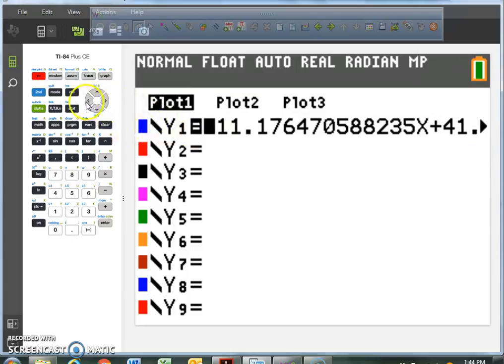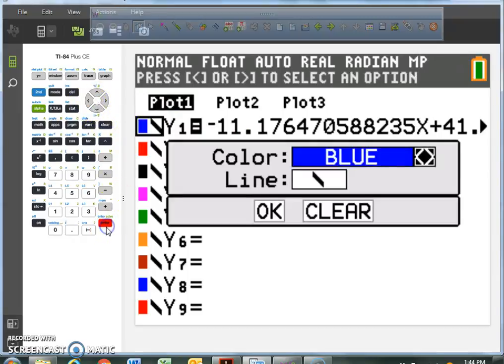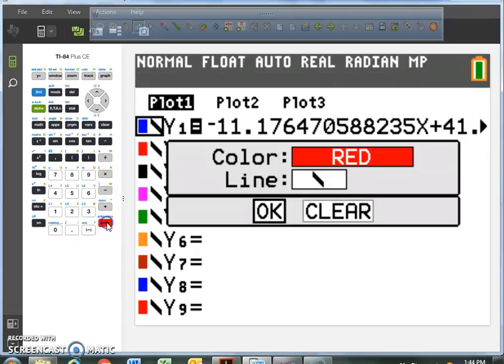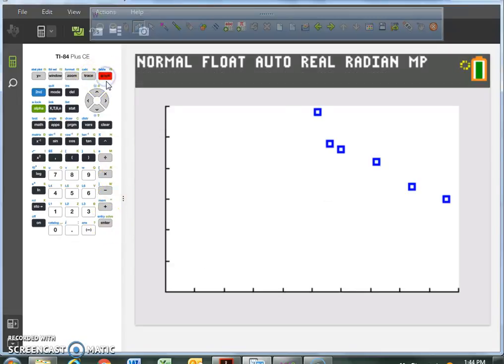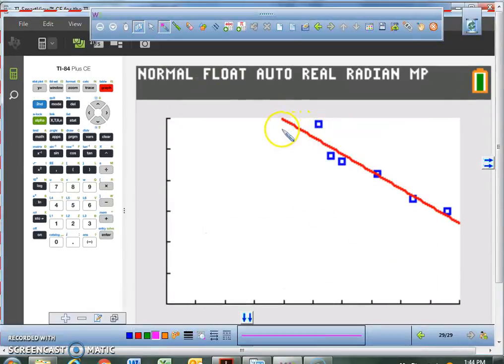Now, I'm going to change the color over here. You go to blue to red. I'm going to press enter, enter, enter. Now watch, graph. And what have we drawn in here in our graph? We've drawn the line of best fit.